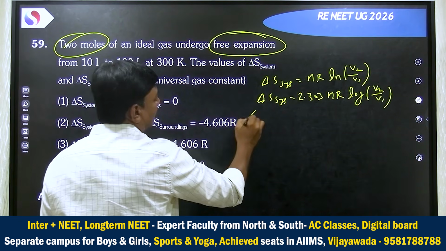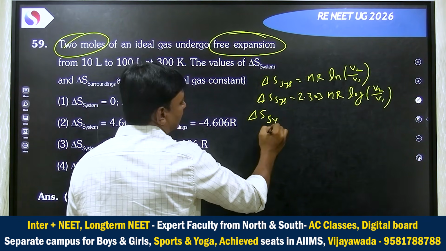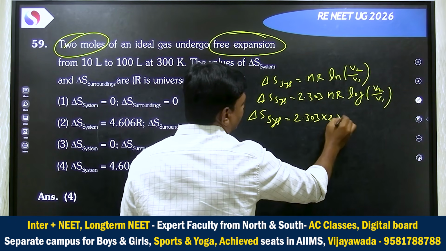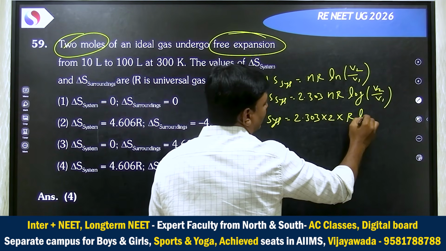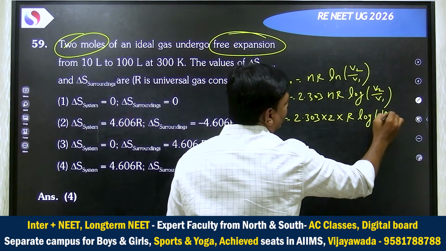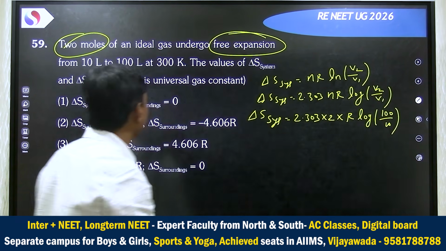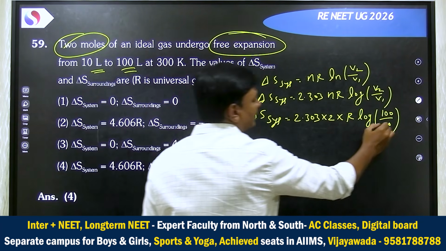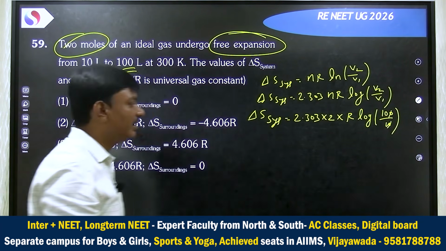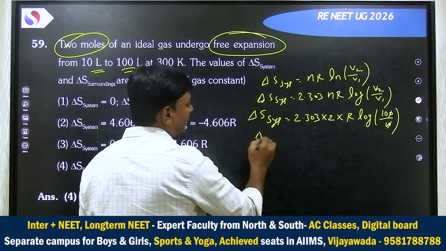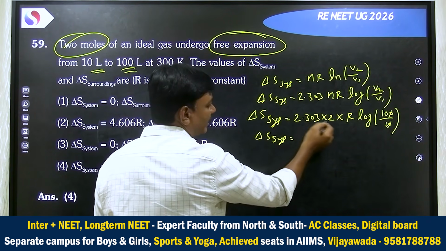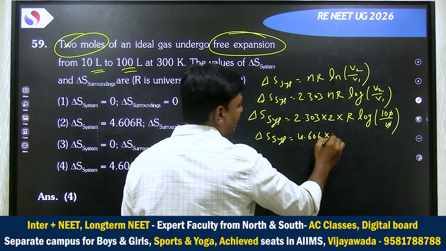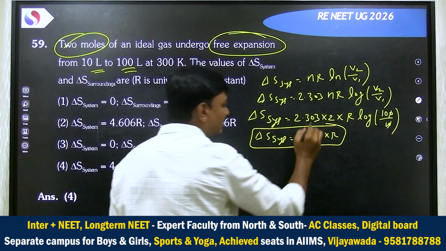That's why delta S system is equal to 2.303 into 2 into R log of 100 divided by 10. V2 volume will be 100 and V1 volume will be 10. That's why the zero will be cancelled, remaining log 10, which means 1. Then delta S system is equal to 2.303 into 2, that means 4.606 into R. It is the delta S system.